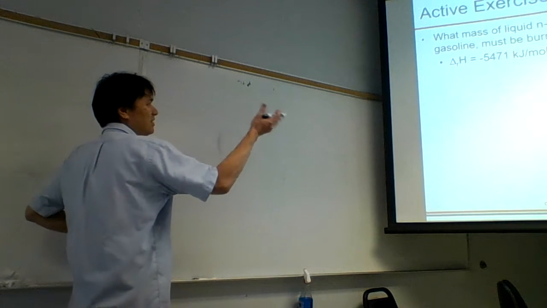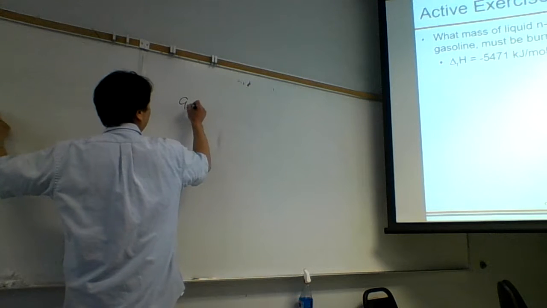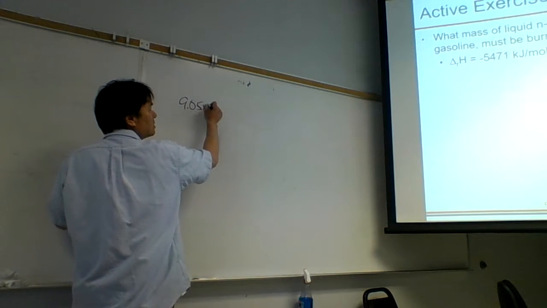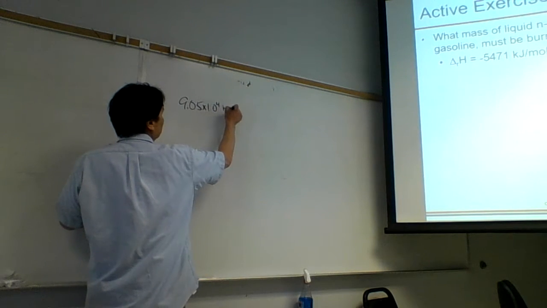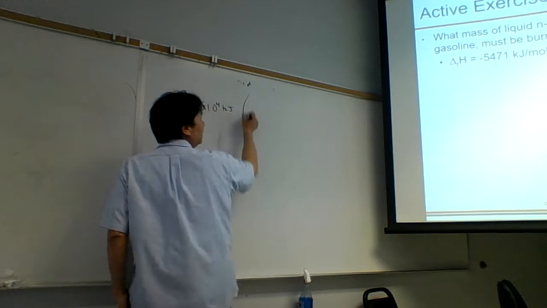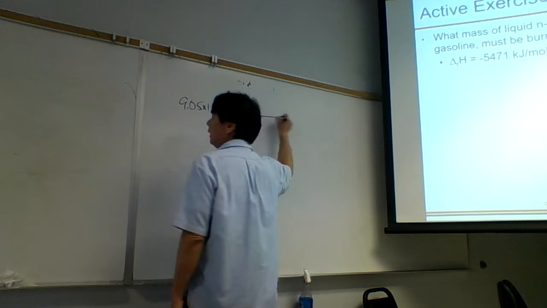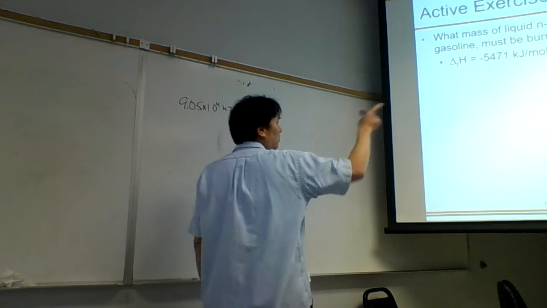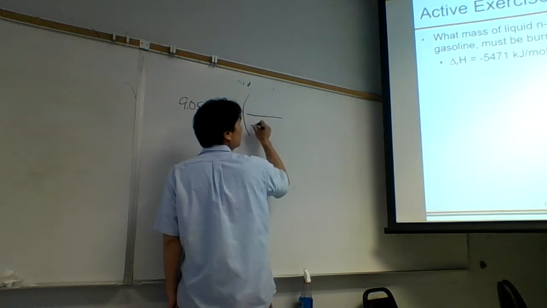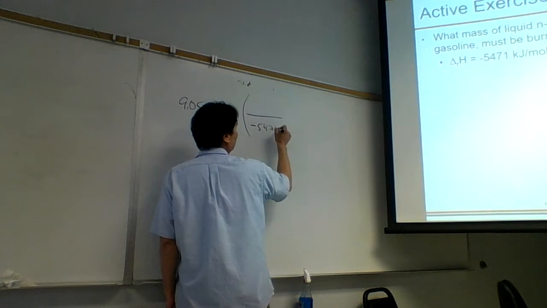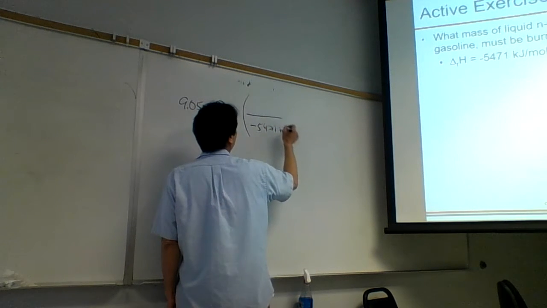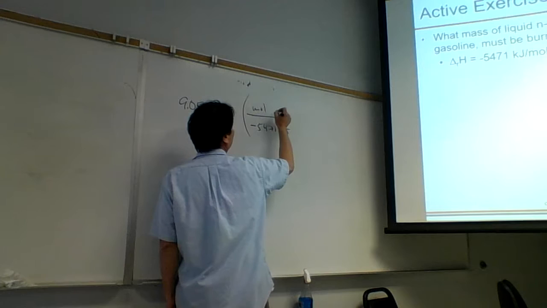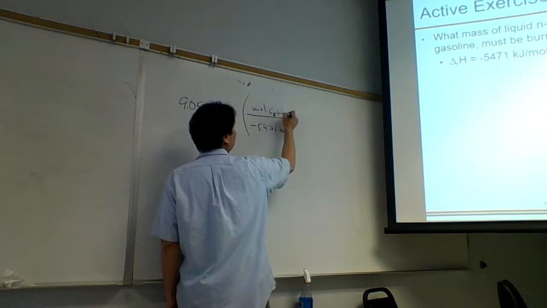Actually, this problem, we don't even really need much because we have 9.05 times 10 to the 4 kilojoules of heat. And then there are 2 ways of doing this. One way of doing this is we could say that there's minus 5,471 kilojoules of heat for every mole of C8H18.